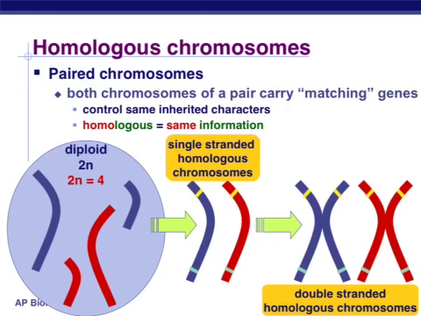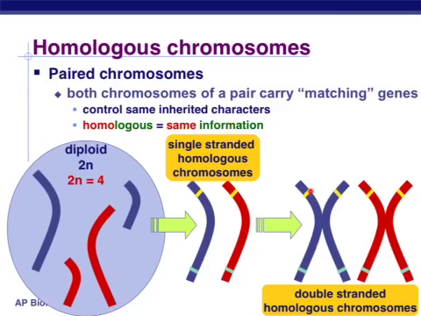So, homologous chromosomes are paired chromosomes, meaning they've replicated and now you have 2 of them, okay? You have homologous chromosomes because you get 1 chromosome from mom and another chromosome from dad. Now, the word homologous, homo means same, logos means information, so homologous means same information. These paired chromosomes are carrying the same inherited characteristics. They're carrying matching genes, if you want to think of it that way.